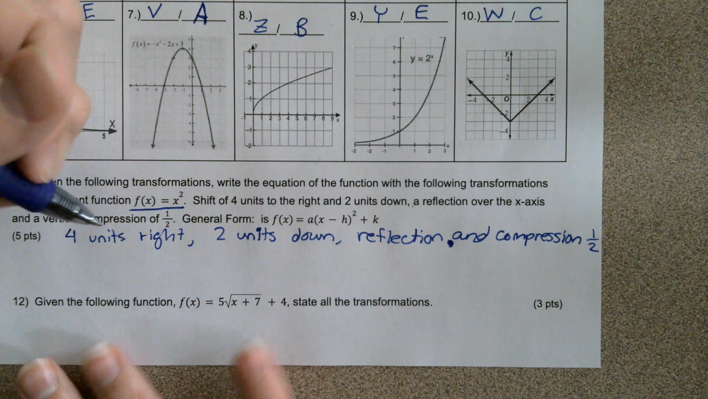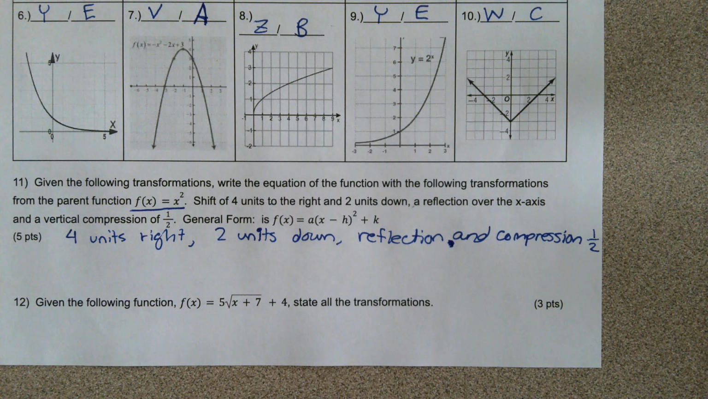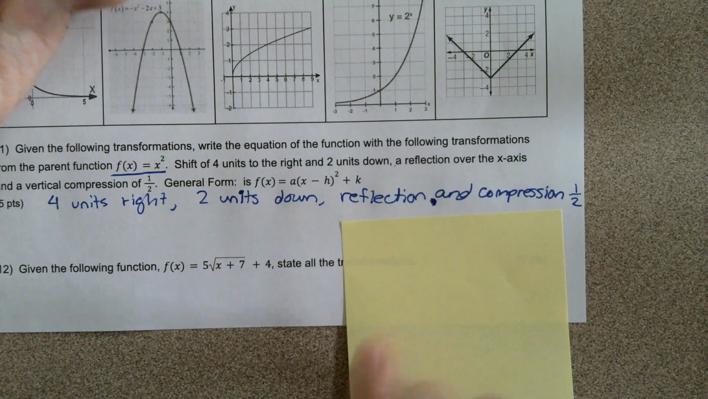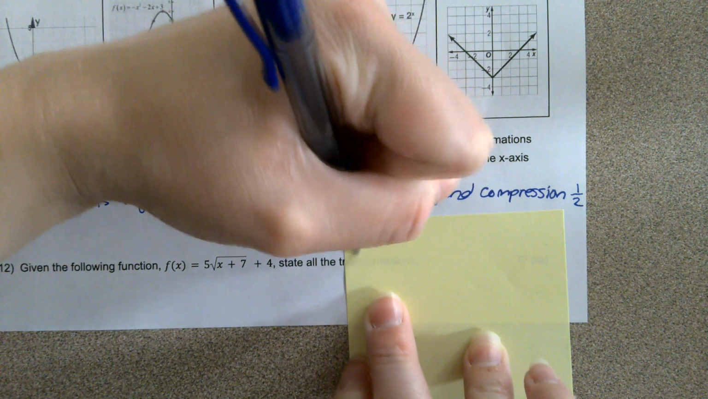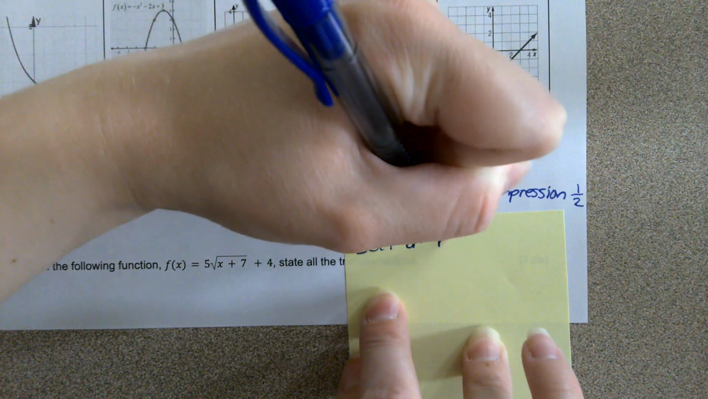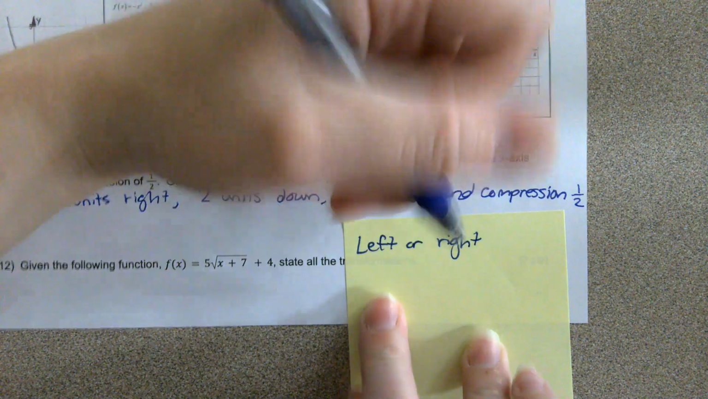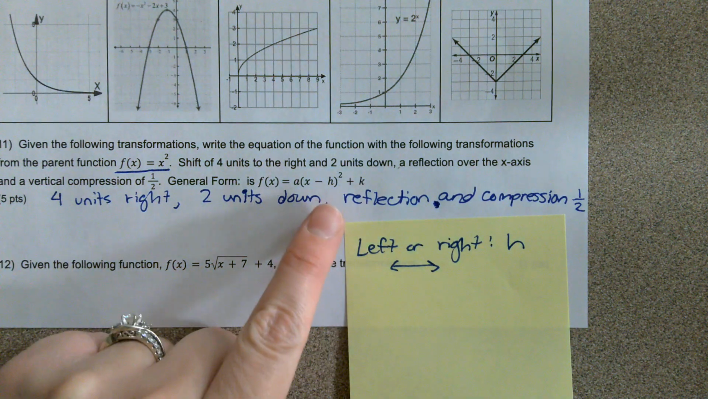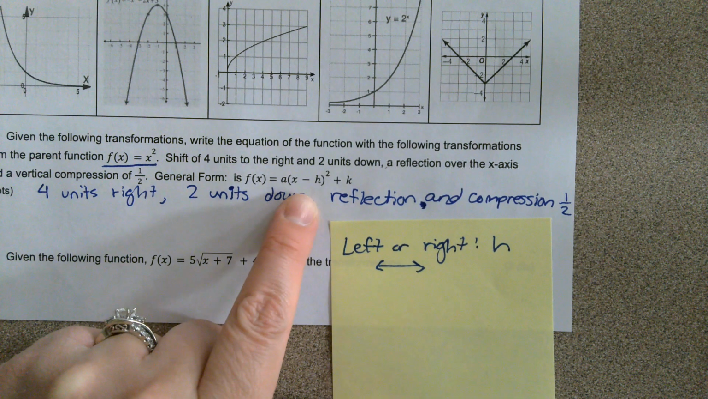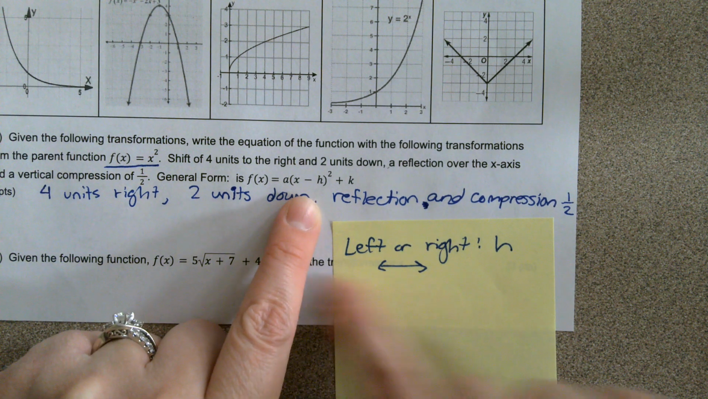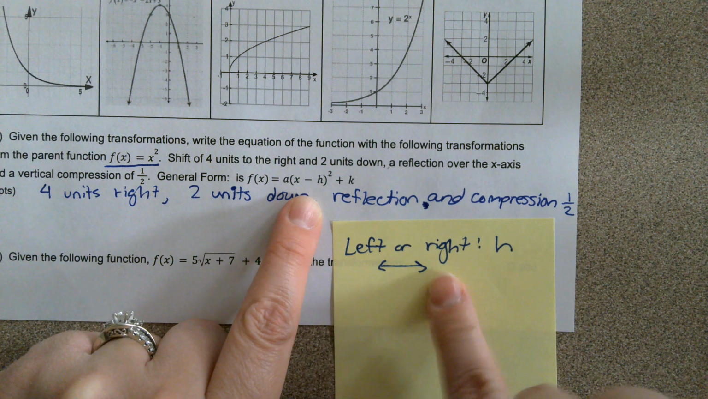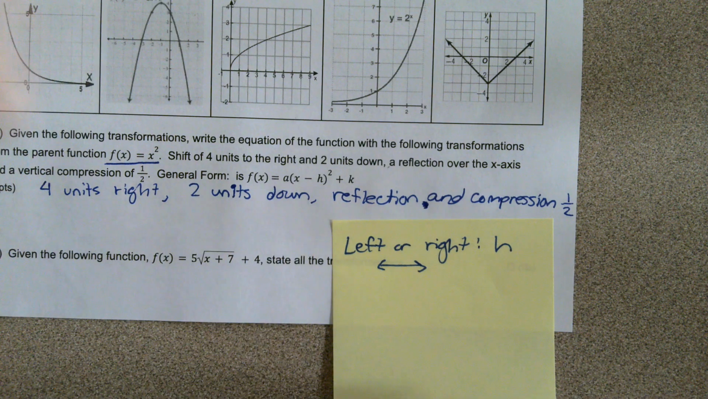So 4 units to the right. I'm going to summarize this information here before we do it specific to this problem. So we have several different movements here. Left or right. So that's going to look like this. That's our H. H is a left or right movement. Reminder, H is always inside with the X, and the X-axis moves left or right. So it's kind of your hint to remember which direction H goes. So if it says left or right, you're going to be putting a number in for H.